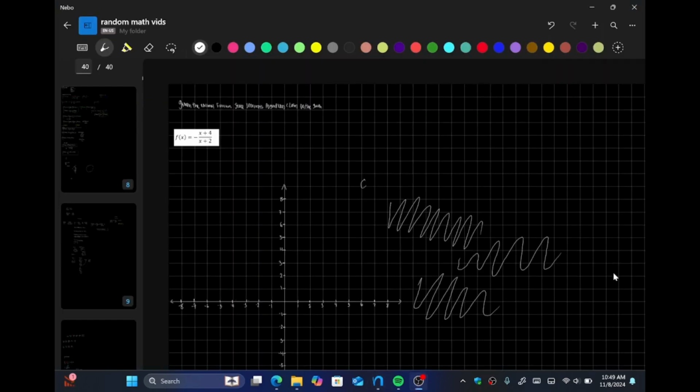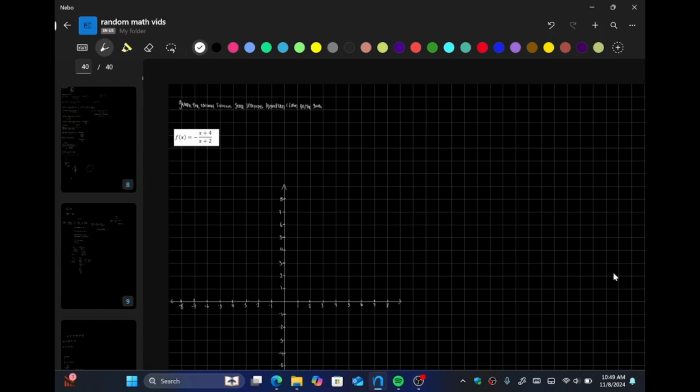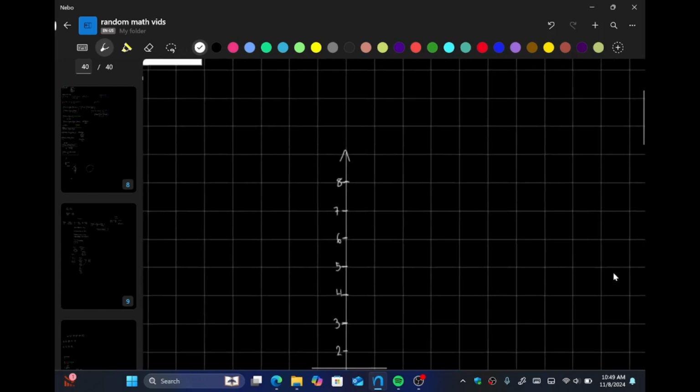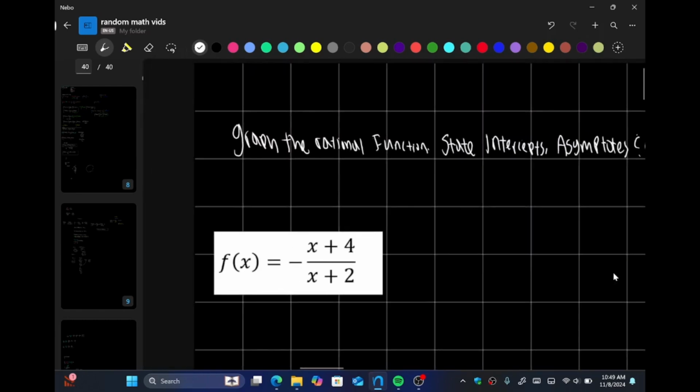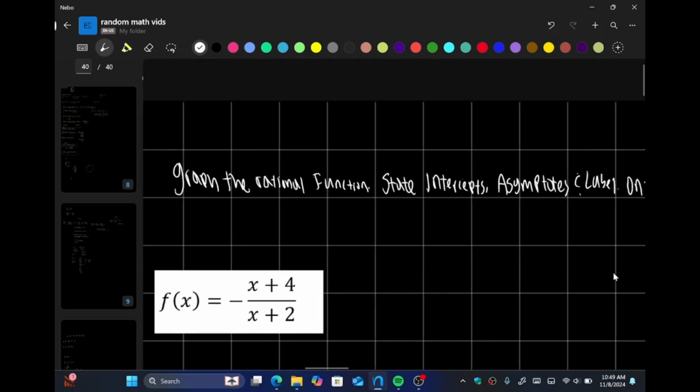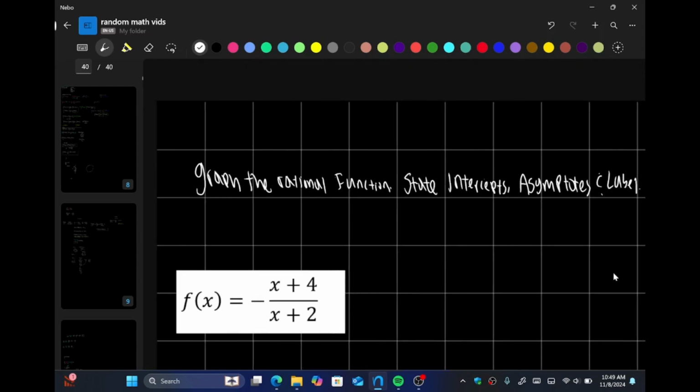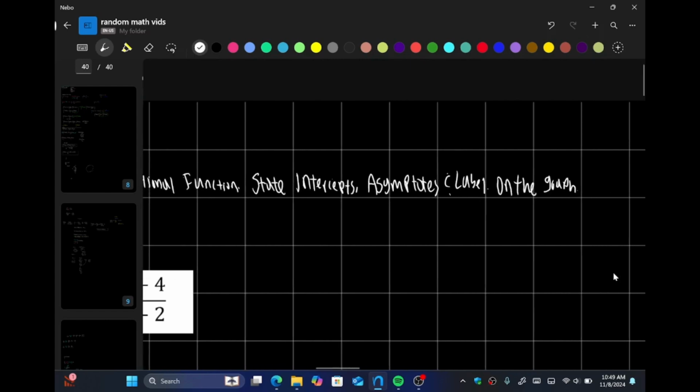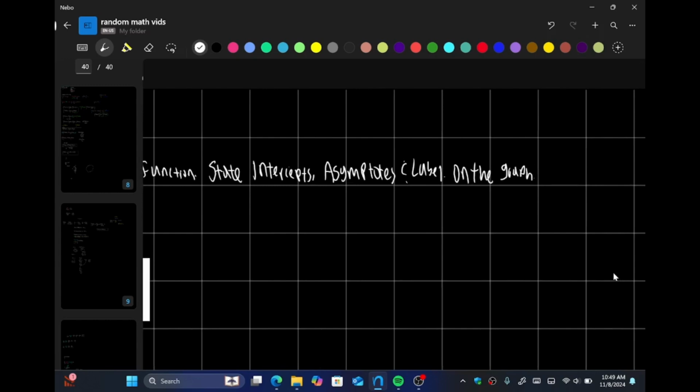So in this video, what I want to go over is this problem. Here we have a rational function to graph. It says graph the rational function, state intercepts, asymptotes, and label both on the graph.